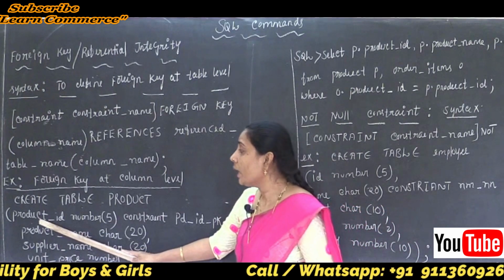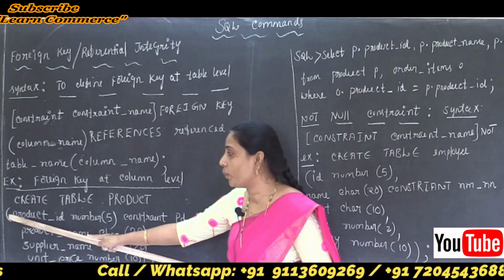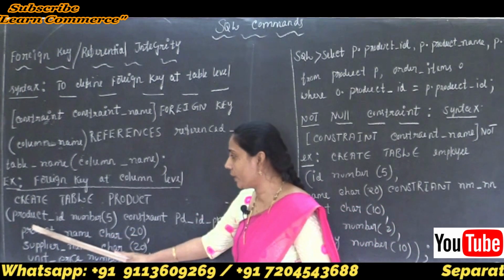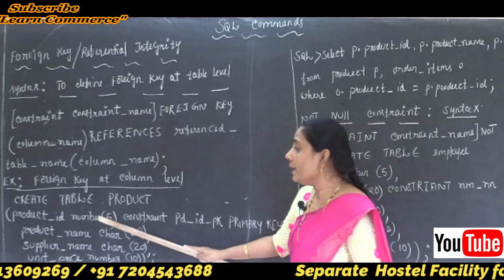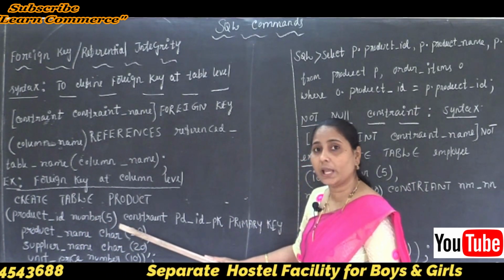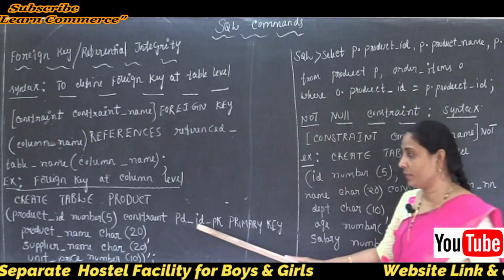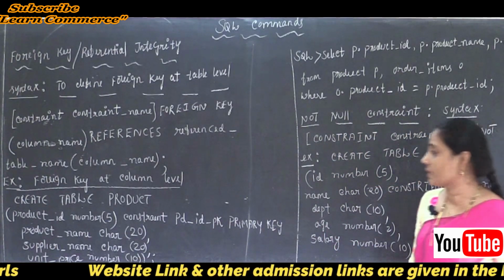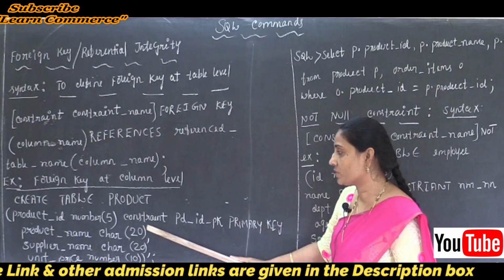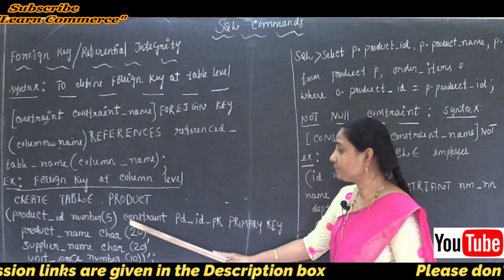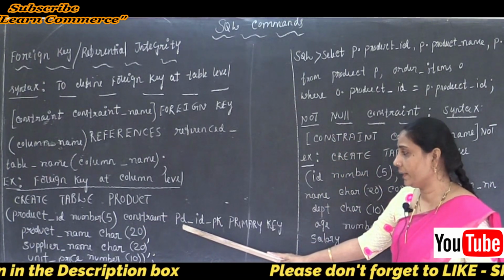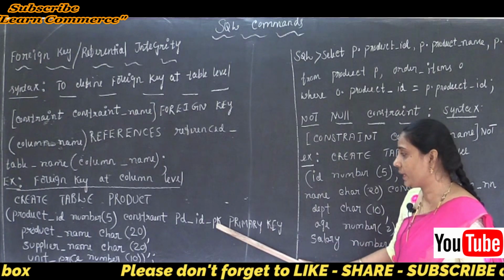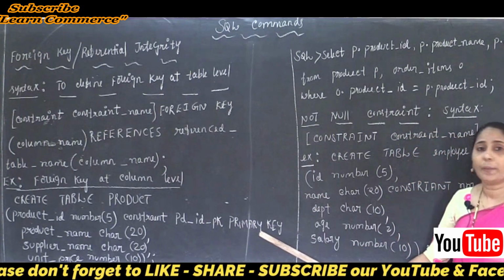The columns are, before going to use the columns, opening the parenthesis: product_id, number of size 5. And later, in case you want to use any constant, you can use the constant also. In this example I used the constant pd_id_pk, and next one is the primary key.